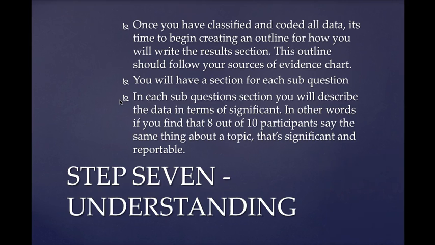Now you have to start creating an outline of how you will write the results section. This outline should follow your sources of evidence chart. That's why this is so important, because now you've got the outline pretty much made for you. So section 1 of mine will be teacher identity beliefs. I'm not going to form it as a question anymore, I'm going to make a statement. I don't know what that'll be yet, but it'll be something about teachers' beliefs. How do I want to word that? I don't even know yet. It's too early for me to start thinking about that, but it will be a statement.